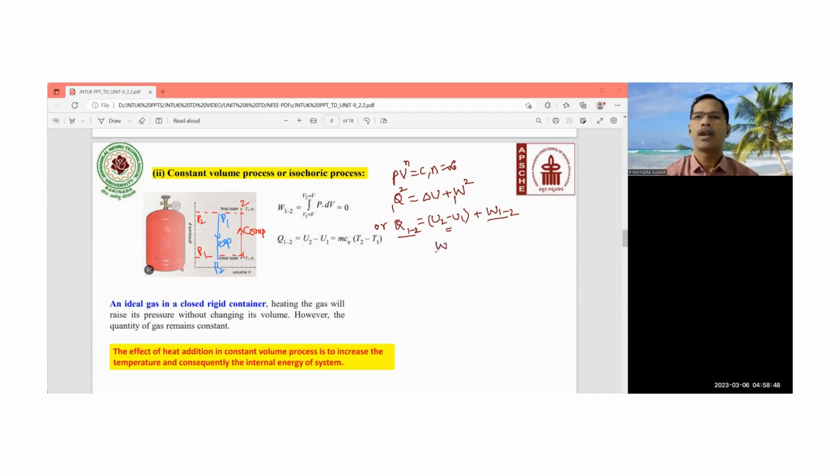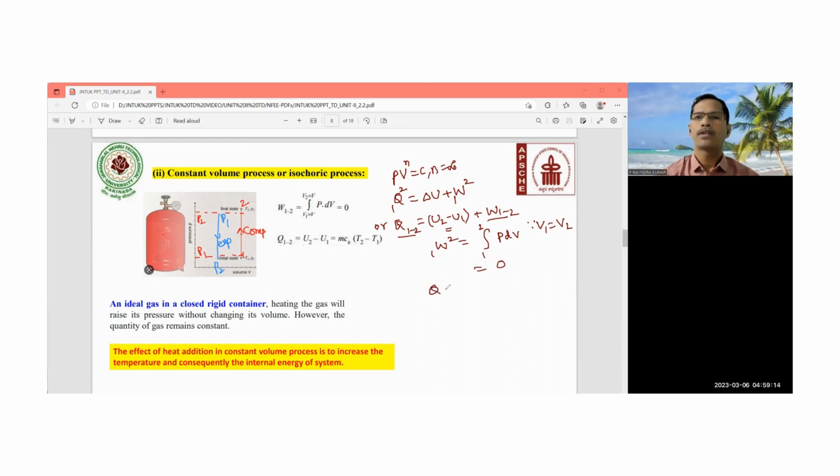So the work done, that is W1 to 2, is nothing but equal to the integral of PdV work. Since volume remains constant, V1 is equal to V2. So in that case, W is equal to 0. So in case of a constant volume process, work done is equal to 0.